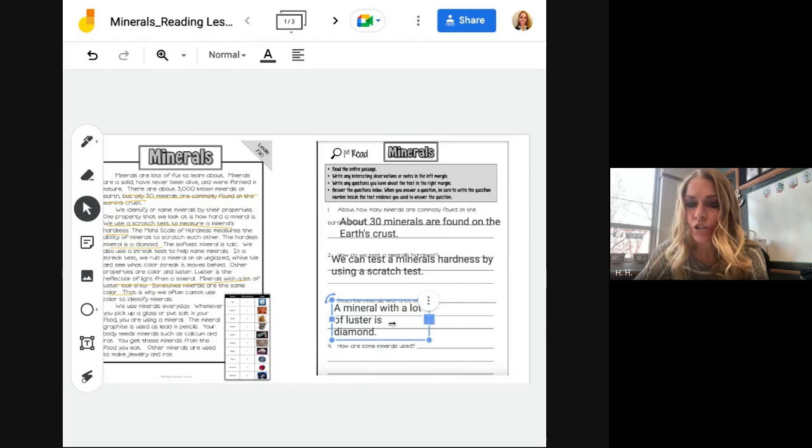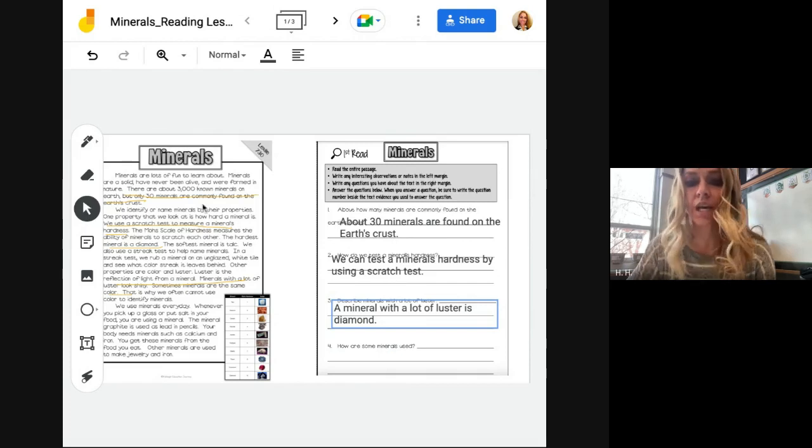And I would like you to share what you chose in our comment box. If you would like to share out loud, just go ahead and use that raise your hand feature at the bottom of your screen too, so we can see what some other ideas were on minerals with a lot of luster. All right, on to our last question here.